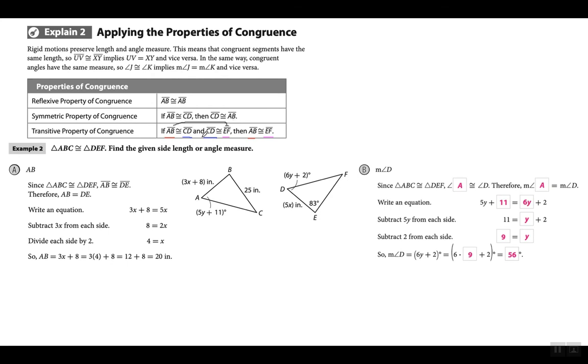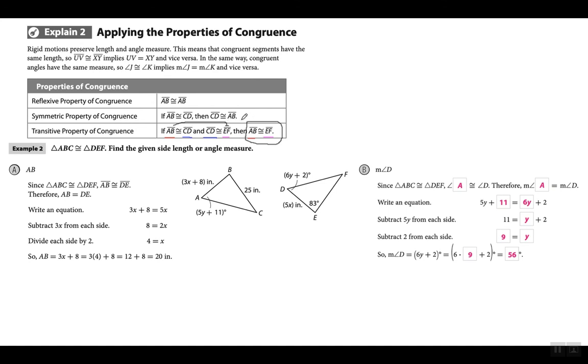You're going to see that a lot. Learn to recognize that pattern. You're going to see it today in a moment. So if segment AB is congruent to segment CD, and segment CD is congruent to another one, segment EF, then the first one has to be congruent to the last one, which is what they wrote right here. That is the transitive property. Sometimes they'll mix up that order to try to confuse you, but you've got to realize that that is a transitive property.